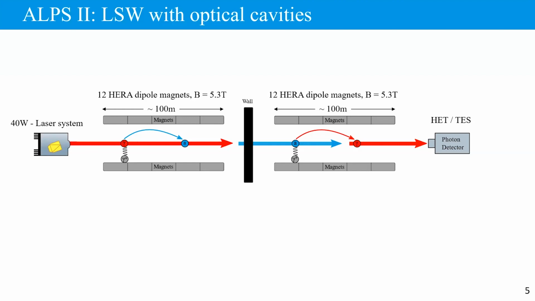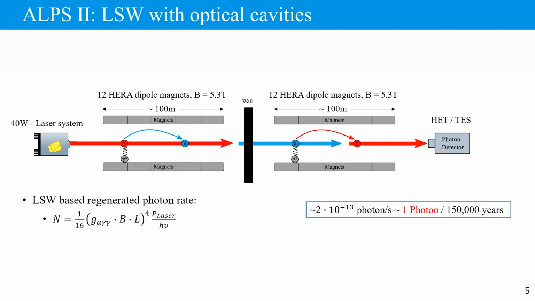Okay, so what would now be the photon rate that we get behind the wall if we use these parameters to calculate it? We know that the photon rate depends on the magnetic field, on the interaction lengths between the photons and the magnets, and also on the power that we shine into the wall. If you take these parameters into account and calculate the photon rate, then you get something like 10 to minus 13 photons per second, which corresponds to 1 photon every 150,000 years, which is obviously too long.